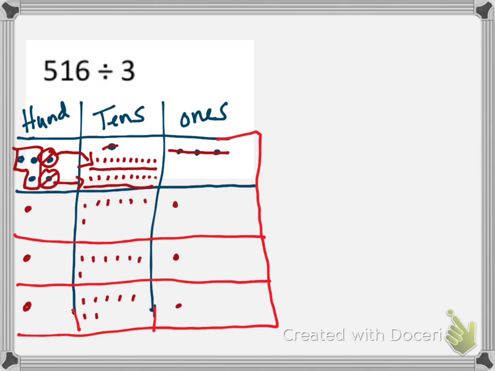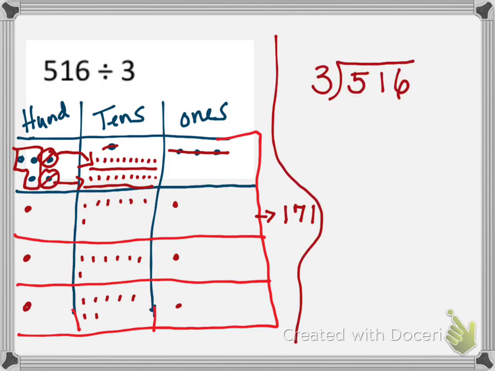So what does that leave us? That leaves us with 171 as our answer. But now let's try this in our standard algorithm way.